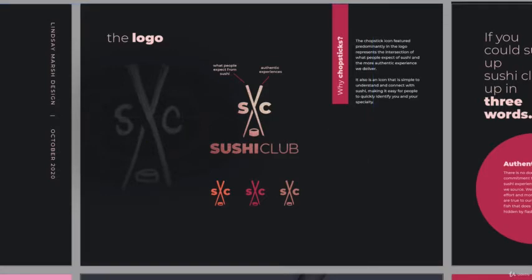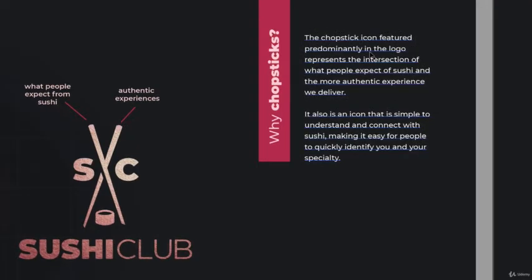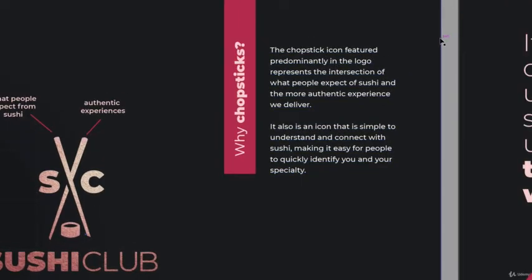And I described the chopsticks. So why chopsticks? In this case, I wrote some copy here. The chopstick icon featured predominantly in the logo represents the intersection of what people expect of sushi and the more authentic experience we deliver. So I'm using keywords from our research.